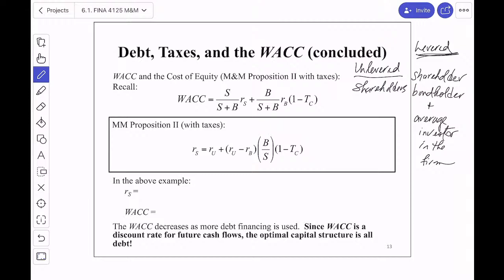So just to make a note, for shareholders, this would be RU, okay? These guys here are RS, and this is RB. And for average investors, it would be WACC. Okay, so I've attached in red their required rate of return. So there's shareholders in the unlevered firm, levered firm.